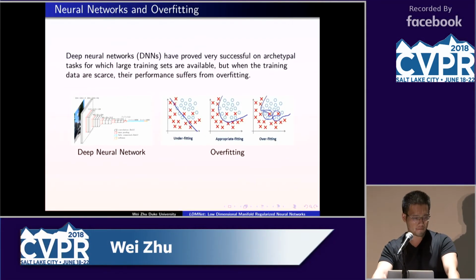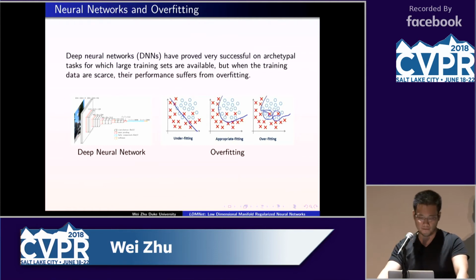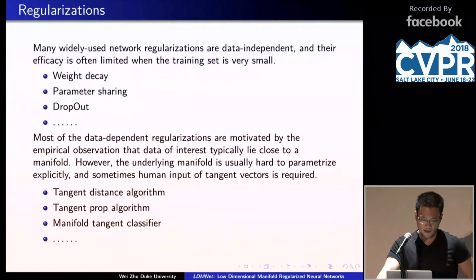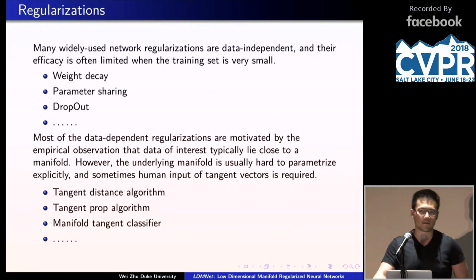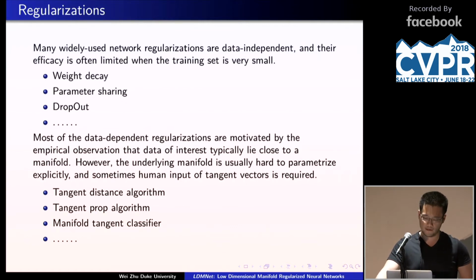Deep neural networks have proved very successful on archetypal tasks for which large training sets are available. But when the training data is scarce, they typically suffer from overfitting. Many widely used network regularizations are data independent, and the efficacy is often limited. The data-dependent regularizations are mostly motivated by the observation that data is typically sampled from manifolds. But the underlying manifold is usually hard to parameterize explicitly, and sometimes you need human input of tangent vectors.